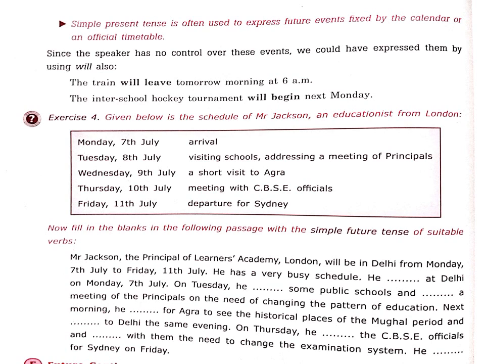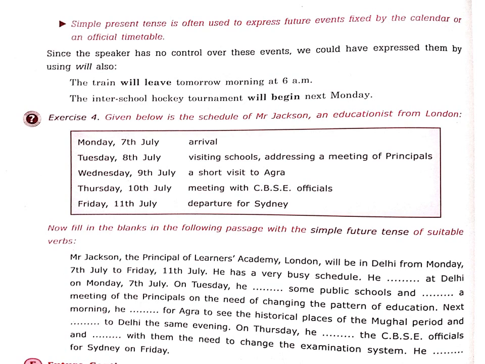Mr. Jackson, the principal of Learners Academy, London, will be in Delhi from Monday 7th July to Friday 11th July. He has a very busy schedule. Now you need to see what he is going to do at Delhi on Monday. On Monday time is given, so you can write there arrives. He arrives at Delhi on Monday. That is up to you people. Just you need to see this.